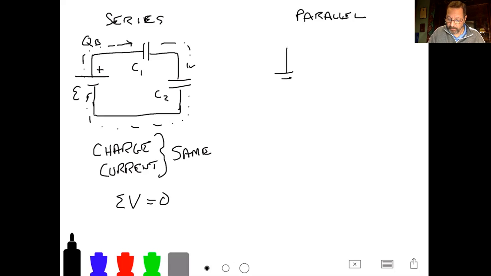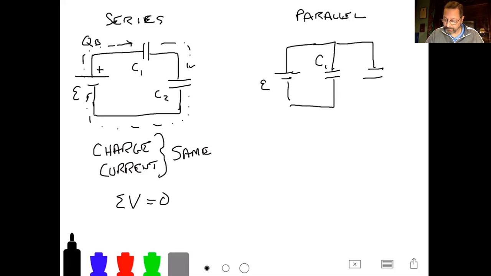In a parallel circuit, let's put the same battery with the same electromotive force, and there's a capacitor. We'll call it C1 as well. And there's a capacitor.